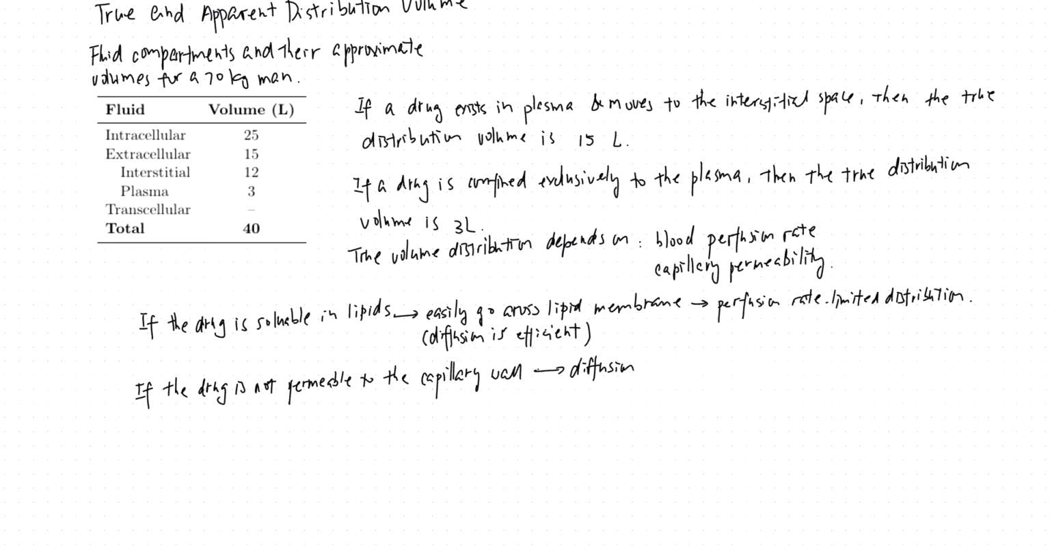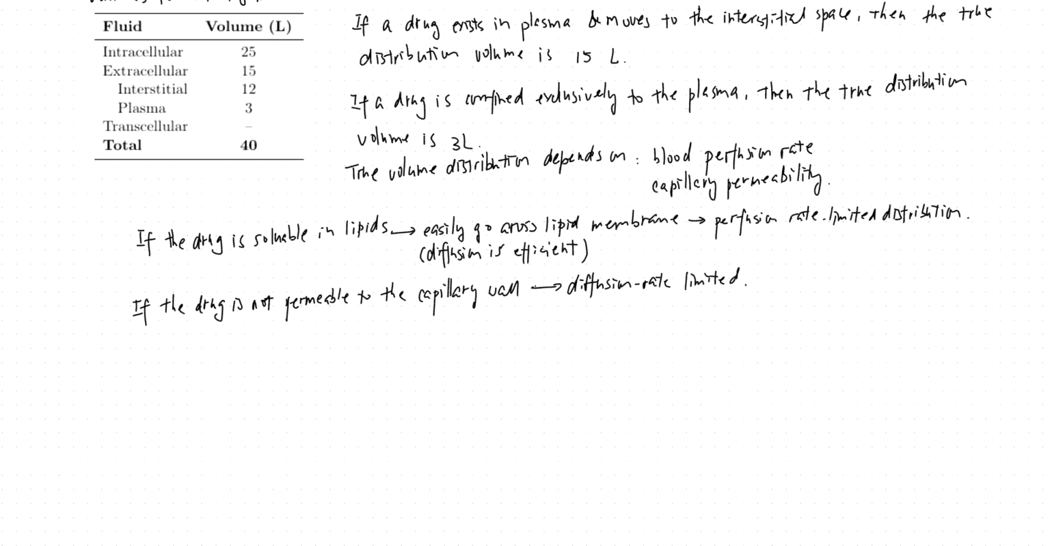So this is just telling you the mechanisms for drugs to go across the capillary wall and go into different compartments, which constitute the true distribution. Now let's look at what apparent distribution means. Apparent.